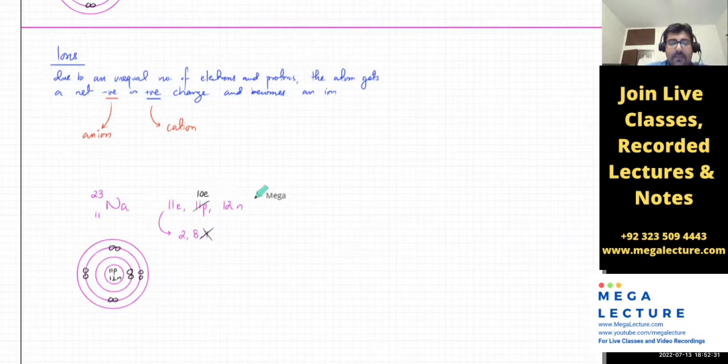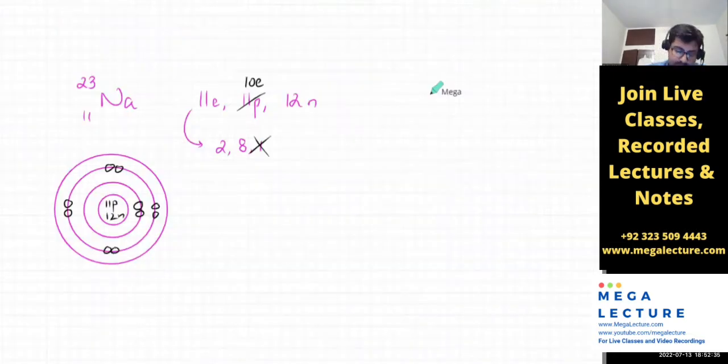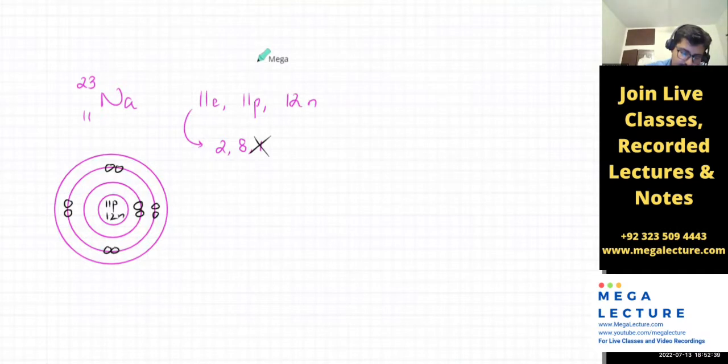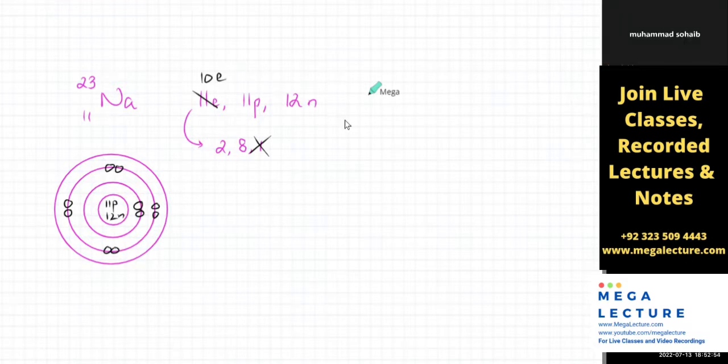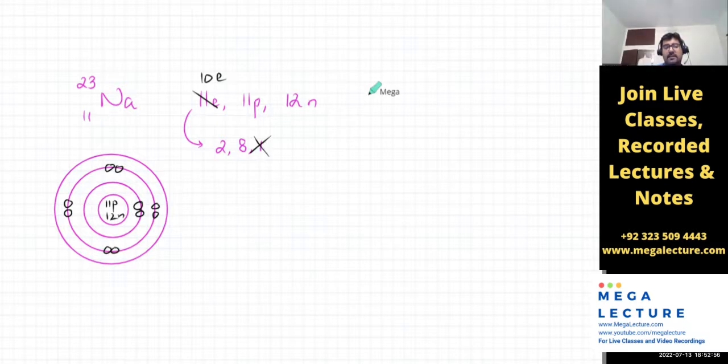What do you think will happen? Will it get a positive charge or will it get a negative charge? One electron is lost. Will it be a positive ion or a negative ion now? Anyone? Negative. So remember, it's lost an electron. So will it be positive? It's going to be positive.